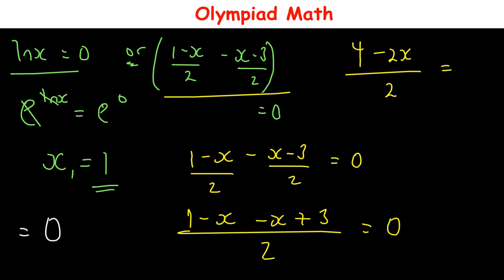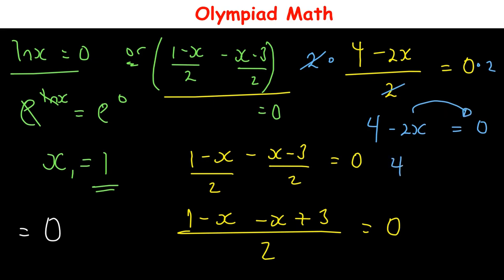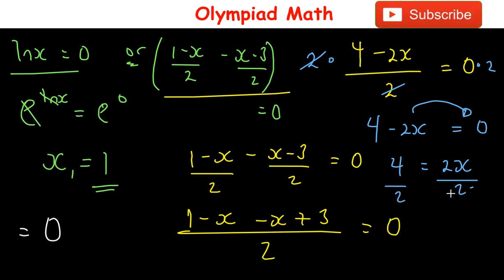This equals 0. Next, we are going to multiply this equation by 2 and also multiply the right hand side by 2. So 2 we divide 2, we are left with 4 minus 2x, and this equals 0. So move 2x over to the left hand side. We have 4 is equal to 2x. Divide both sides by 2. 2 we divide 2, we have the value of x is equal to 4 over 2 is 2.